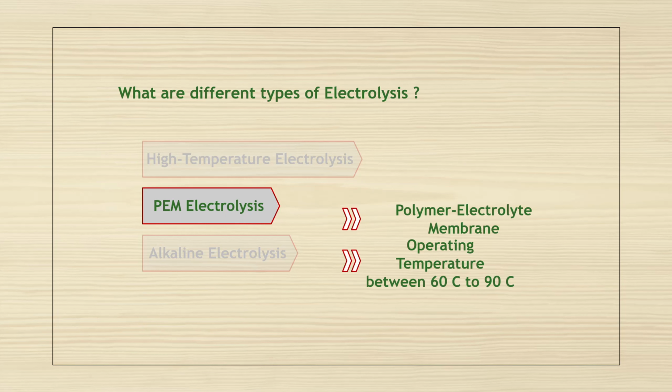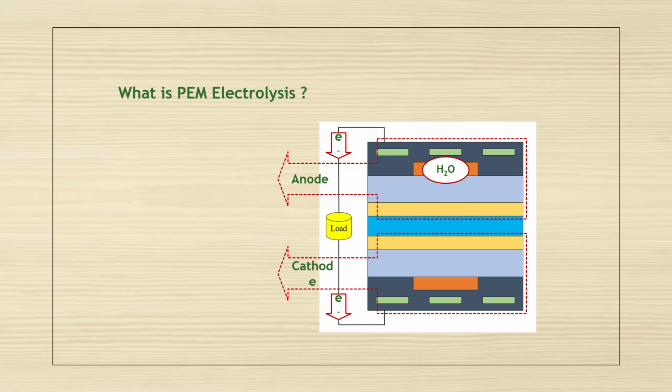The PEM electrolysis provides the modeling of the polymer electrolyte membrane layer. It means that the polymer electrolyte membrane layer is used to transfer ions between the anode side and the cathode side. Also, in the PEM electrolyzer, liquid water is present at an operating temperature of about 60 to 90 degrees centigrade. Now we describe the operating mechanism of PEM electrolysis.